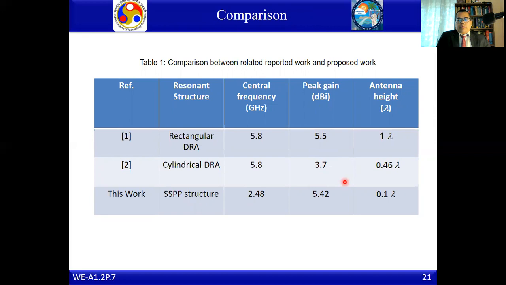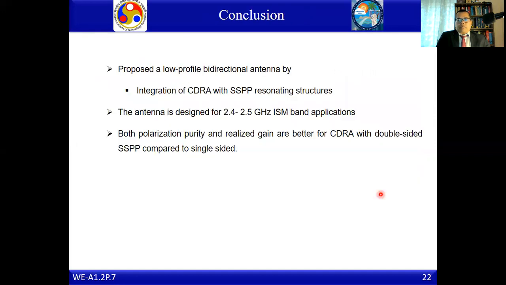One of the major advantages of our work is that it has a very low profile. Our antenna has a height of 0.1 lambda, whereas reference 2 has a height of 0.46 lambda, and reference 1 has a height of 1 lambda. So ours is a low profile antenna, which was the aim and objective when designing our antenna at the beginning.